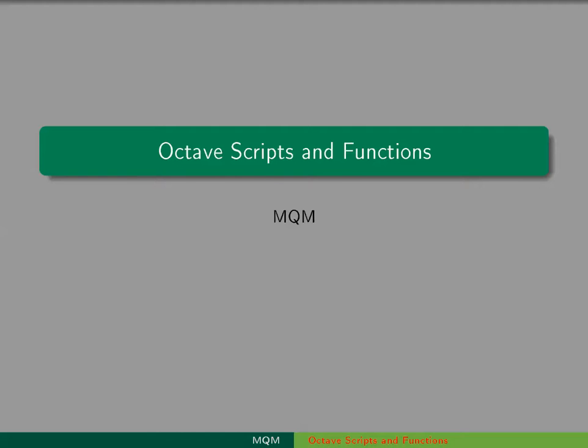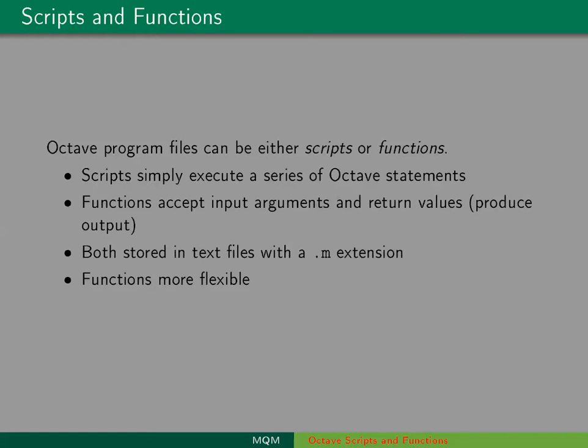In this video we'll cover Octave programs, which are called either scripts or functions. They're different in that scripts simply execute a series of Octave statements. By Octave statements I mean commands that you would issue in the command line of Octave. Functions differ from scripts in that they accept arguments and they return values. Scripts and functions also have different scope. The scope of a script persists, whereas the scope of a function does not persist after execution.